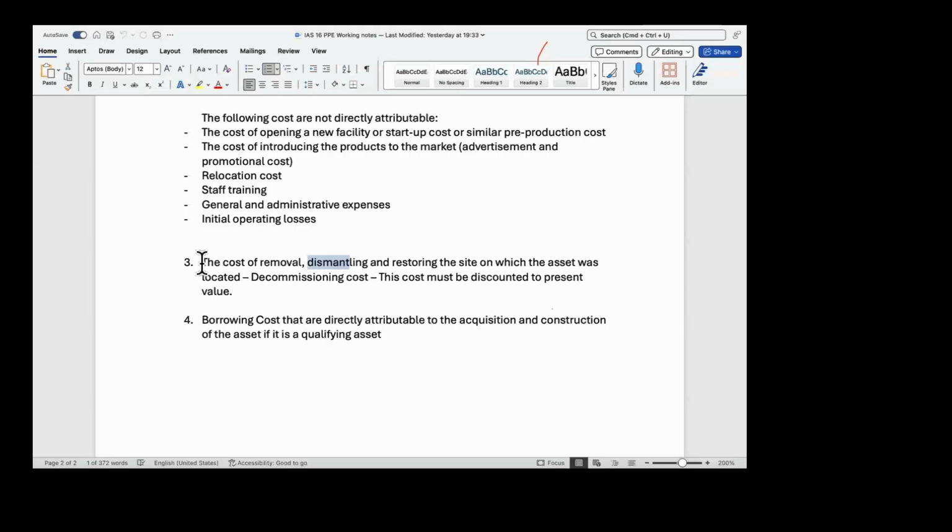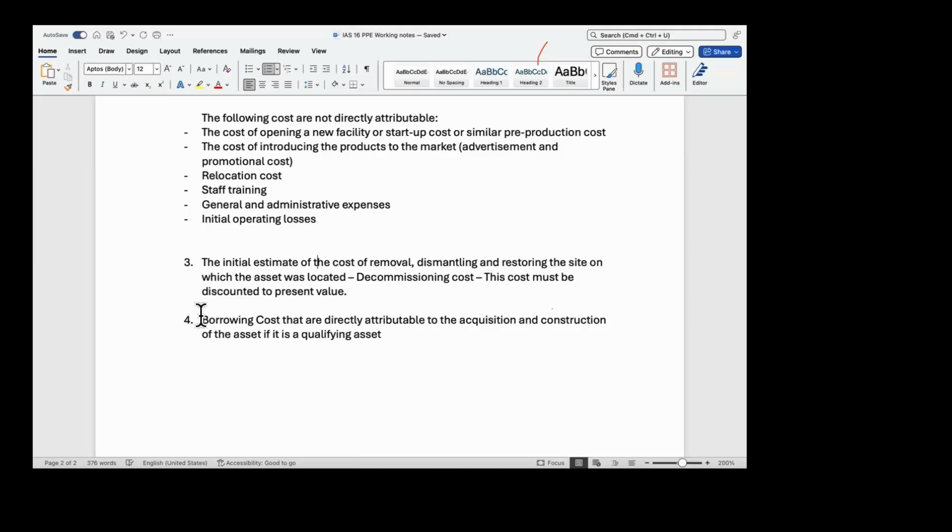You cannot recognize the full future cost today, because that cost is an estimate. In fact, it will have been the initial estimate of the cost of removal and all of that. It's an estimate because you won't be sure how much you will actually incur. So what you put as part of the cost of your asset is the present value of that future cost. You need to discount it to present value. We'll solve questions to show you how to do that discounting very soon.